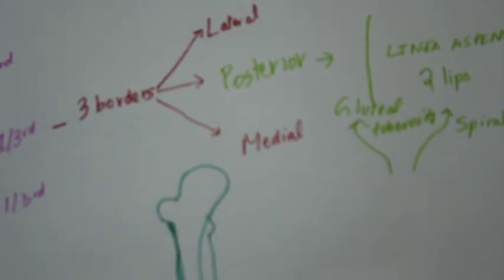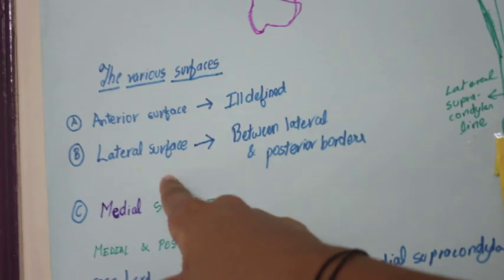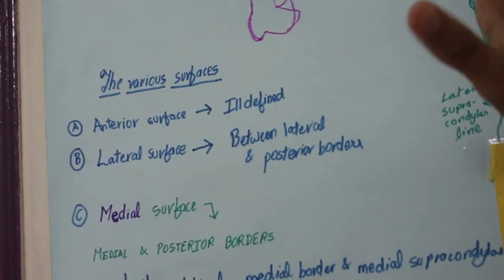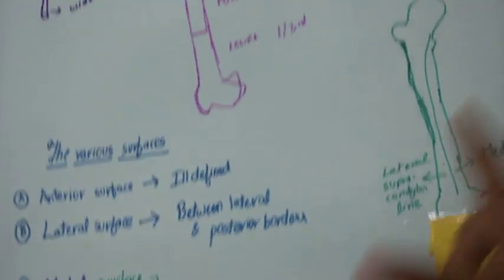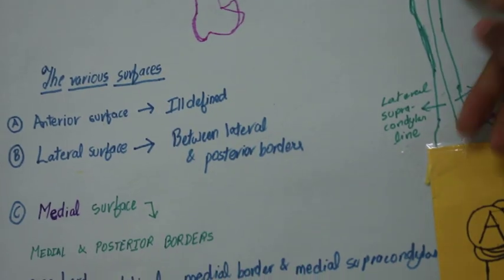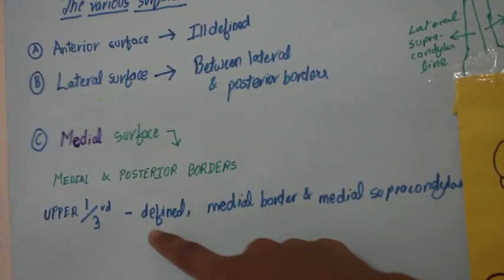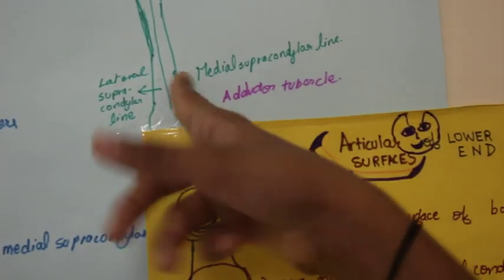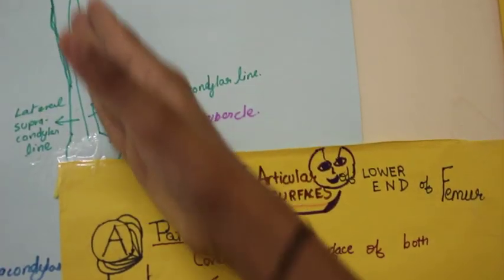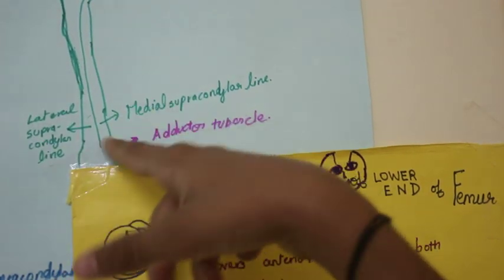Now we have understood the different surfaces. The anterior surface is ill-defined, it doesn't have an exact area. The lateral surface is between the lateral and posterior borders. You have the lateral border, and this is the posterior border. So this is called the lateral surface. And the medial surface is between the medial and posterior borders. This portion is the medial surface. The upper 1/3 is well defined, whereas the lower 1/3 has to be identified by seeing the medial supracondylar line on this area medially, and the medial border of the posterior linea aspera. So the area in the middle is called the medial surface.